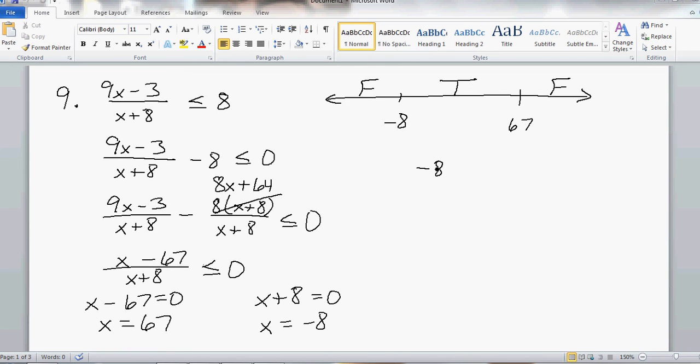So it's going to go between -8 and 67. We have the equal to, so the brackets will be included. So we're going to go from -8 to 67.